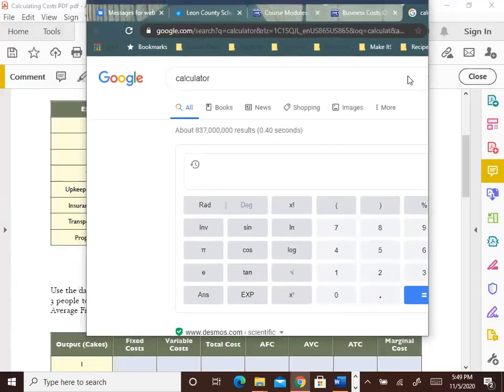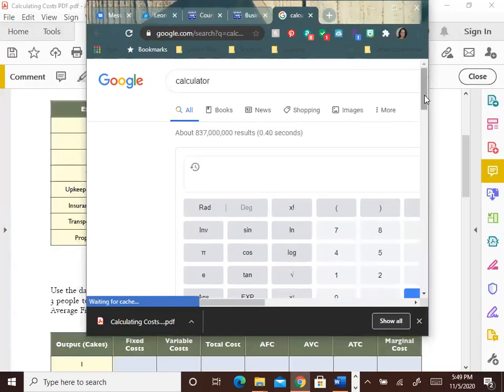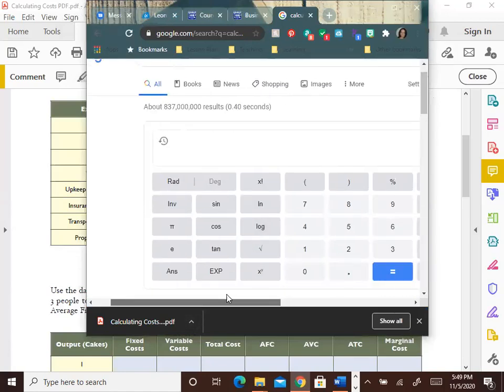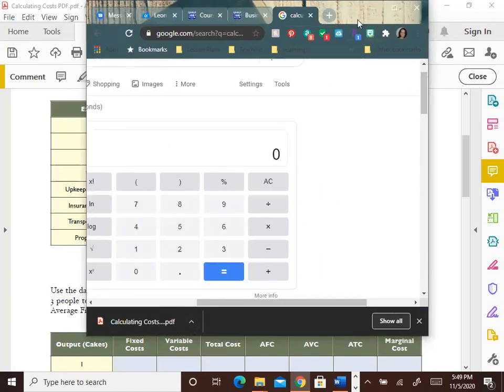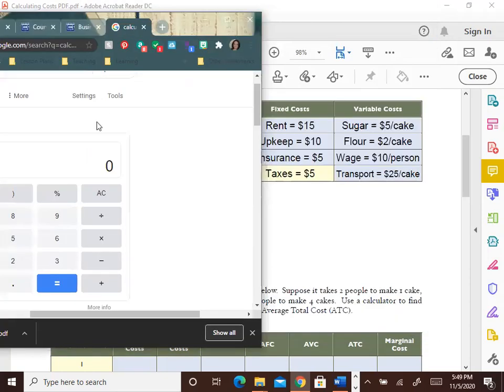So let's see. We have 15 plus 10 plus 5 plus 5. So that's 15, 10, 5, and 5. So we add all those together and we get 35.